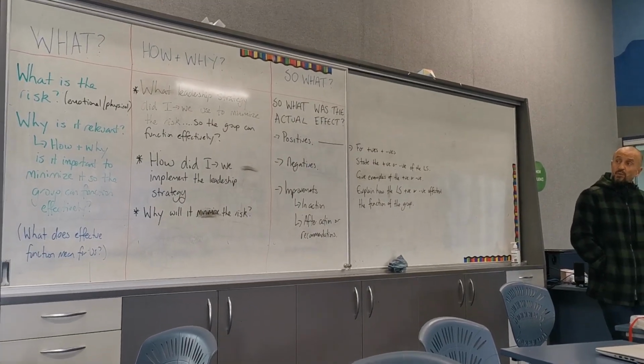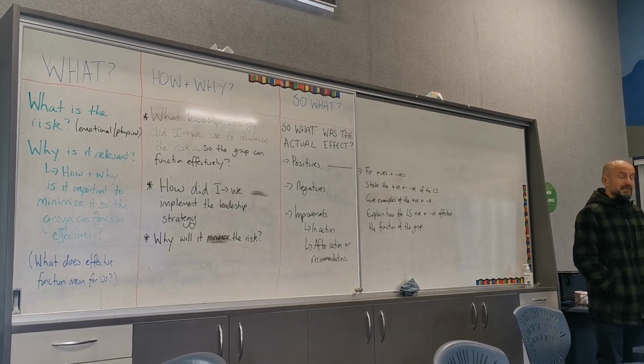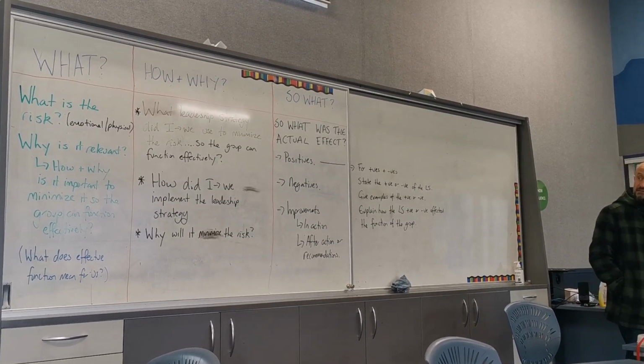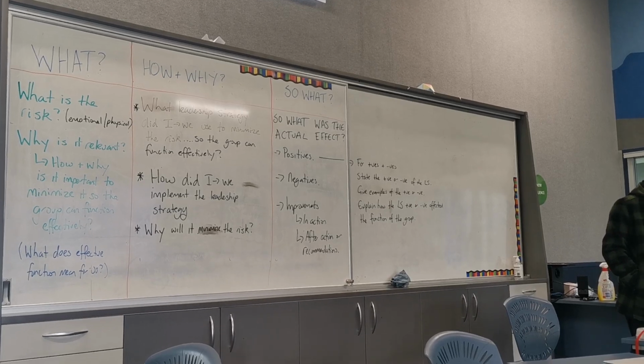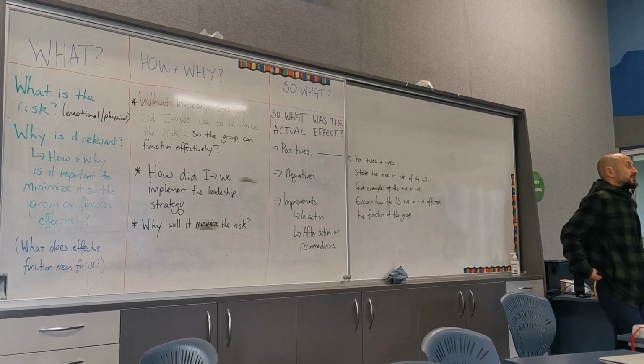You also need to talk about why that risk is relevant. What we mean by relevant is how and why is it important to minimize the risk so that the group can function effectively. What is effective functioning of the group?